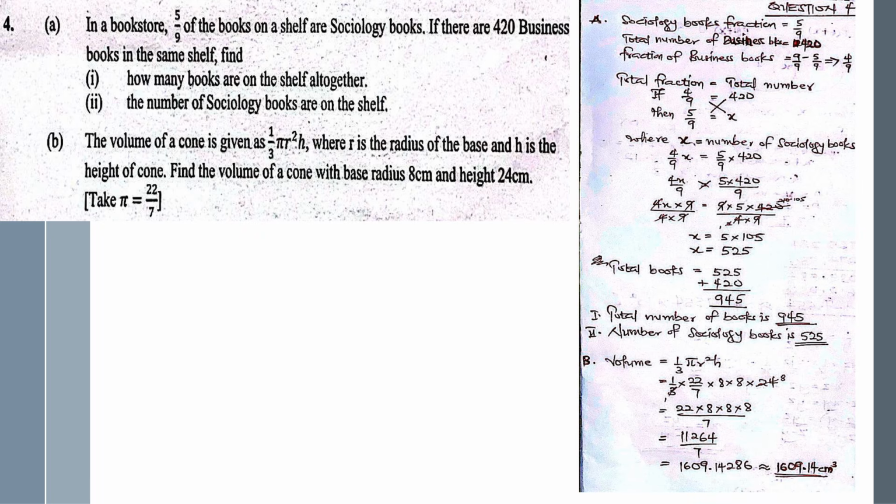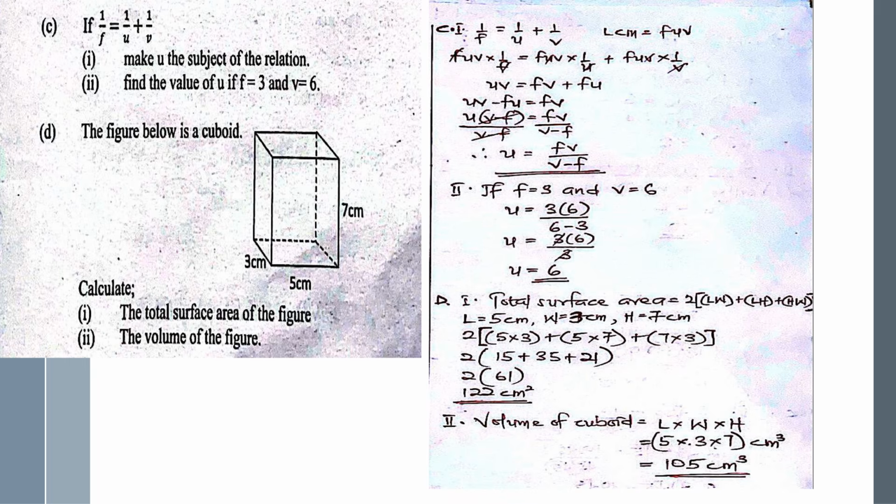So 4a is a question on fraction, where 5/9 of the books on the shelf are sociology and 420 are business books in the same shelf. How many books are on the shelf altogether, and what is the number of sociology books on the shelf? So here, this is the solution to the question number 4. So please kindly link the solutions to the questions here, and then you also try your hands and compare with what you have here, and then you are good to go.